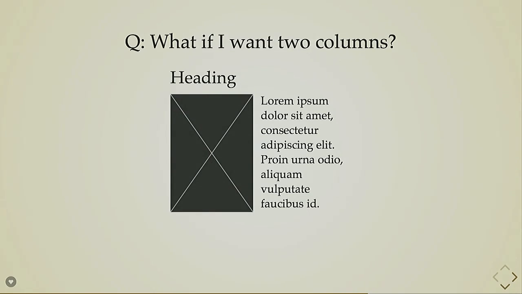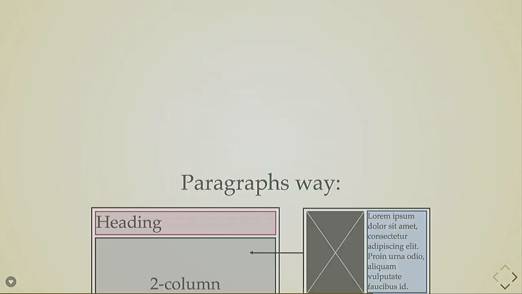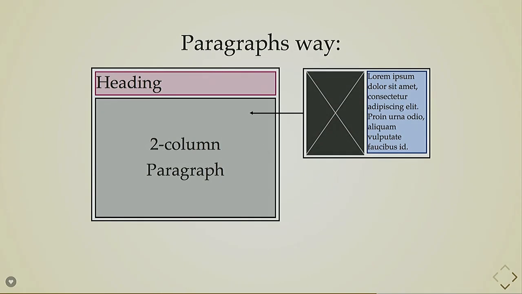But what if we want a more complex layout? What if we want two columns here? It's getting harder. Paragraphs' way is to create a special paragraph type, for example, a two-column paragraph, which will hold two columns inside it, and then we can place this new paragraph type inside our page with a heading.